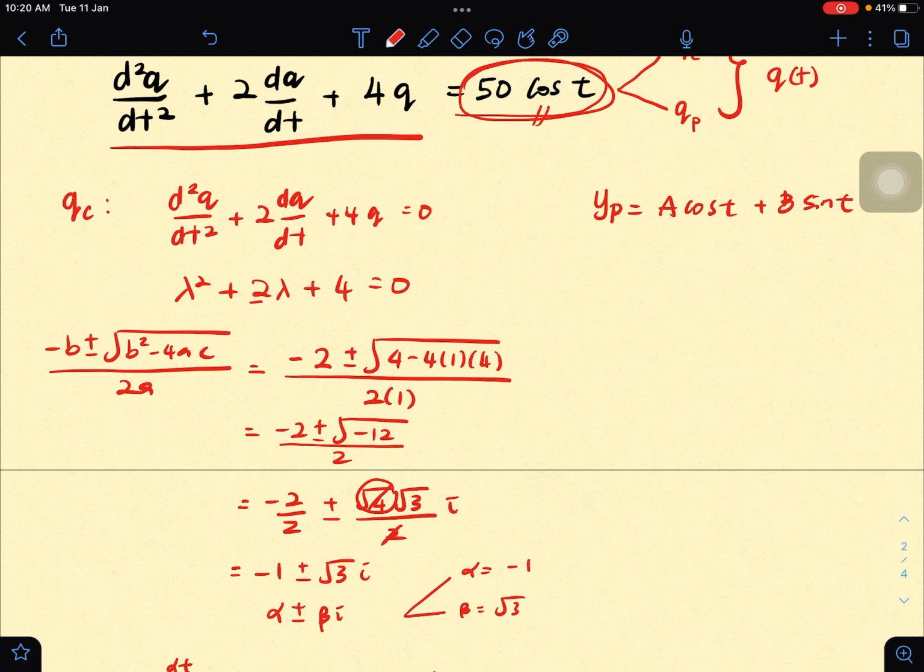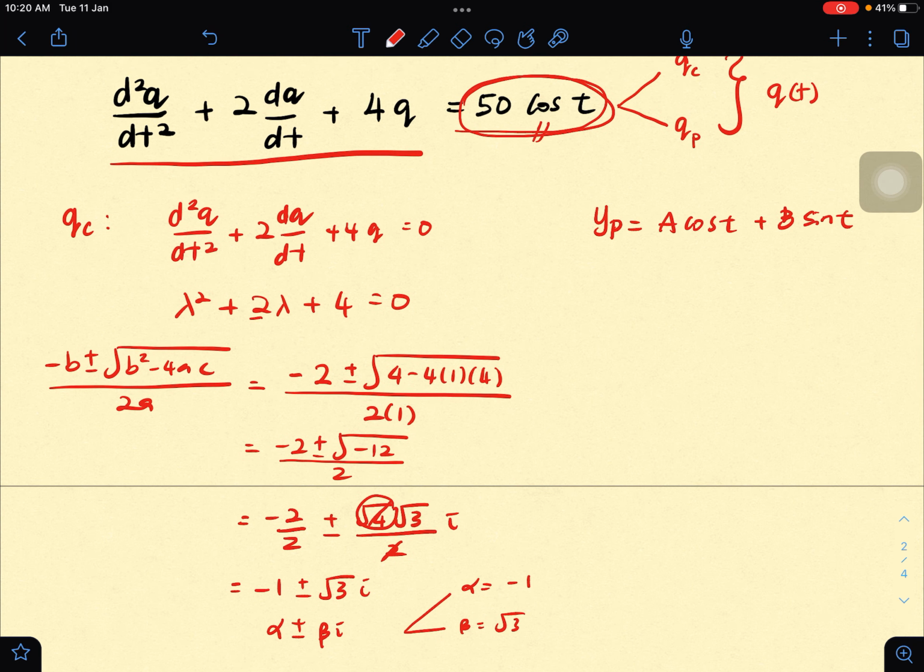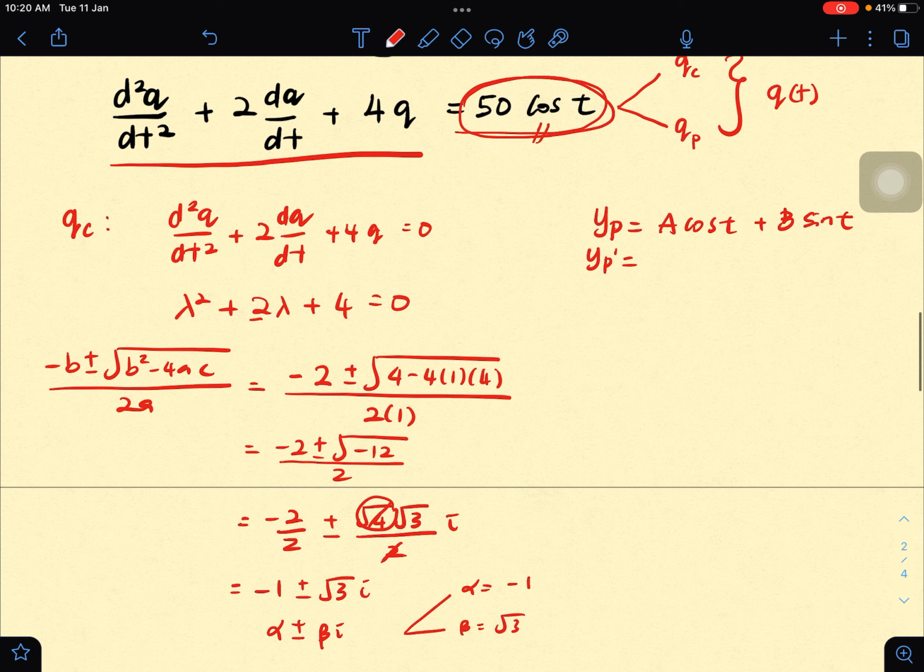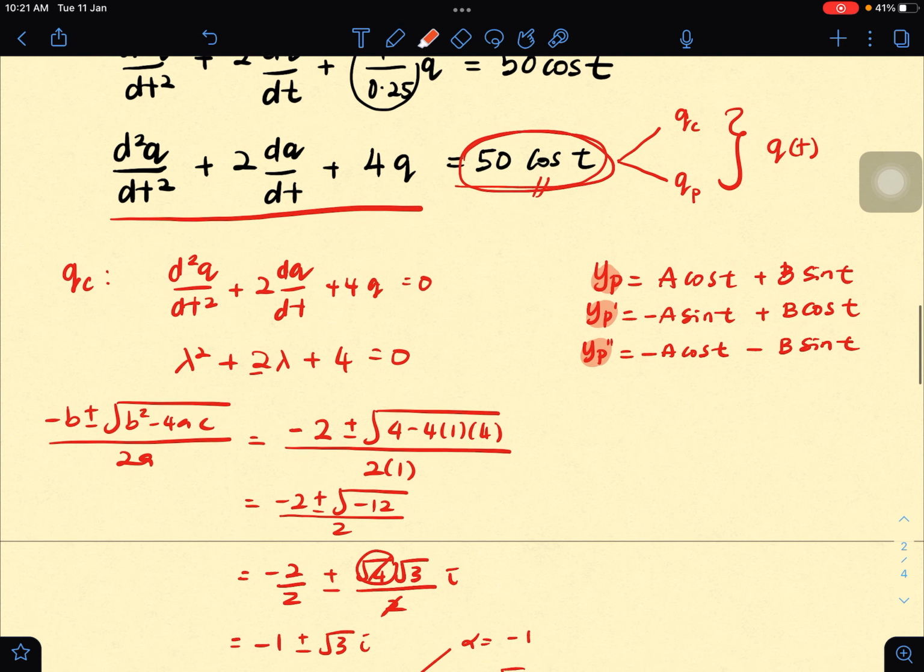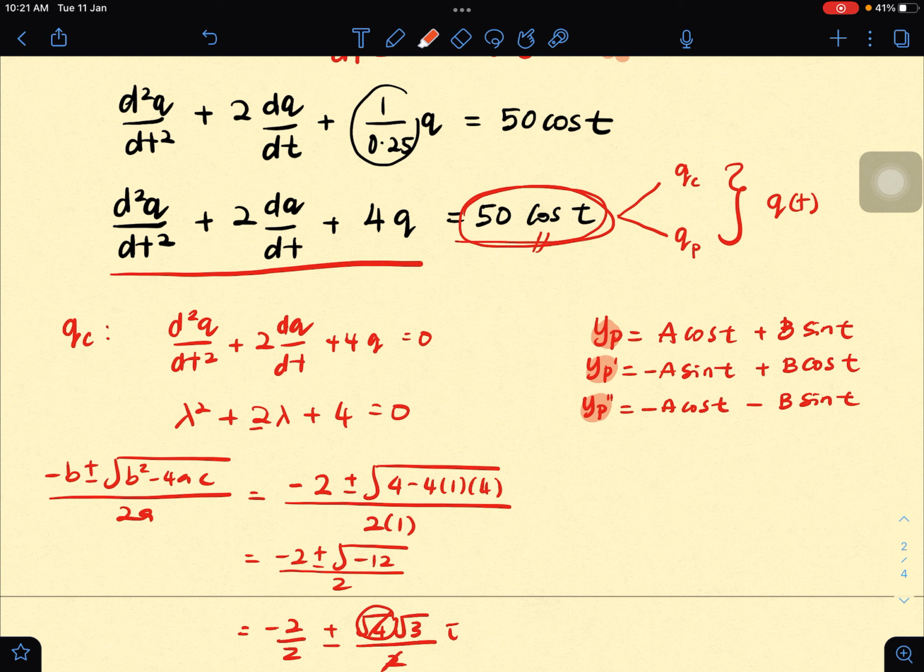So now kalau kita nak cari apa nilai A dengan B, kita kena differentiate YP. So differentiate YP, kita akan dapat differentiate cos is negative sin, so we have negative A sin T. Differentiate sin adalah cos, so plus B cos T. Differentiate lagi sekali YP double prime, differentiate sin cos, so negative A cos T, differentiate cos adalah sin, so negative B sin T. So bila awak dah ada YP prime, YP double prime, apa yang awak kena buat adalah gantikan dekat dalam awak punya equation.